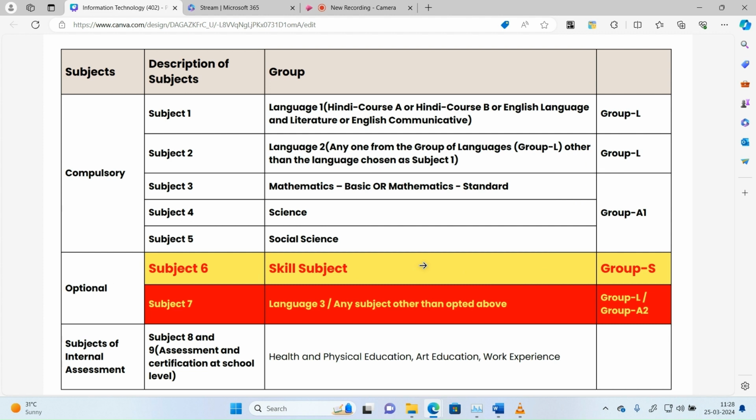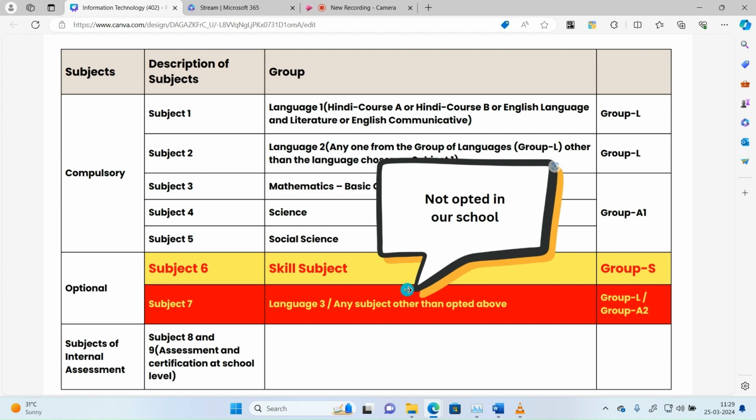See, every school has to teach these five compulsory subjects. A student in class ninth and 10th has to study the five compulsory subjects, but they can opt for a sixth subject, which is a skill based subject, and it comes under group S because there is a whole list of 22 skill subjects, out of which a school can opt for any one skill subject. So, as part of the NSQF scheme, our school has opted for information technology. And you have another subject, subject 7, but in our school, you don't have to worry about this.